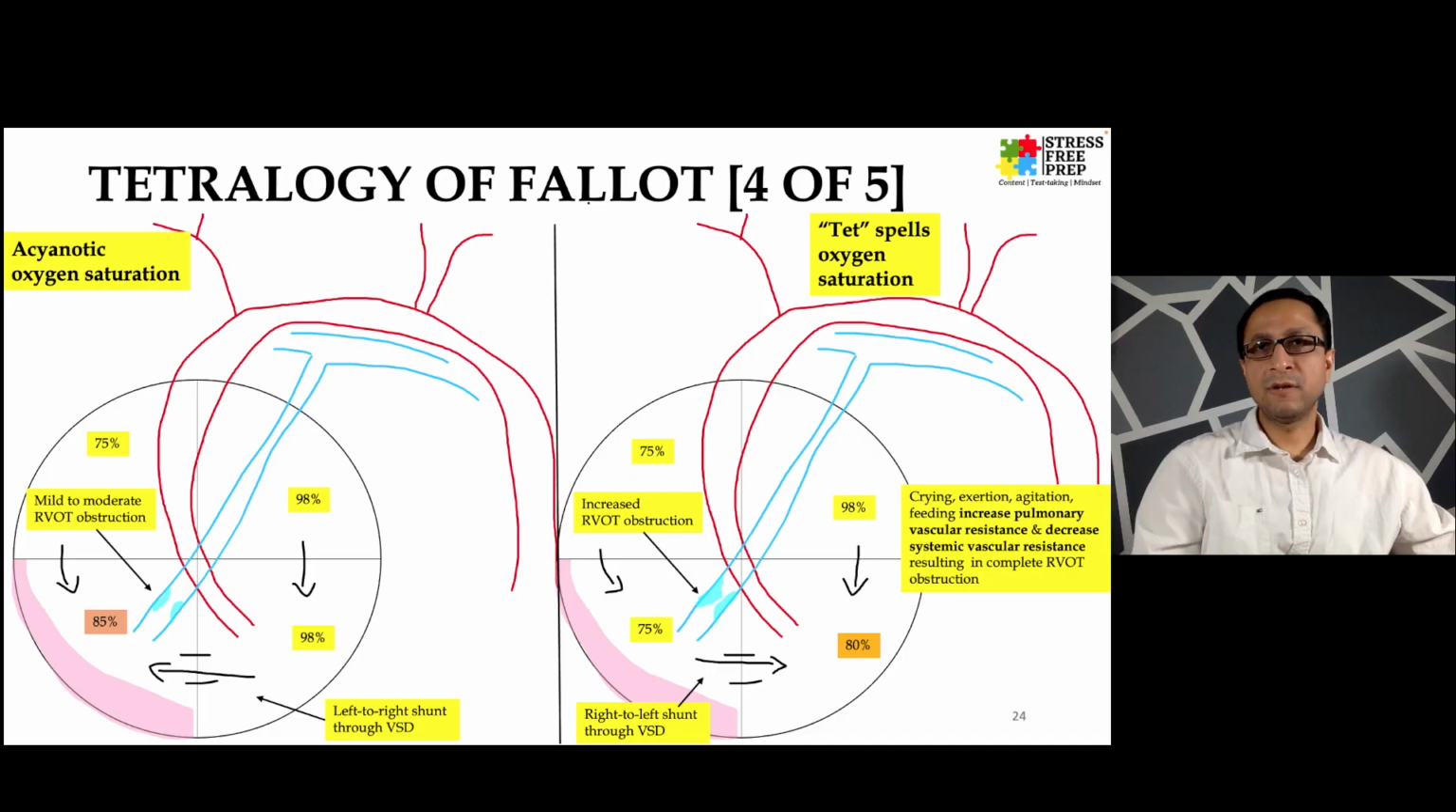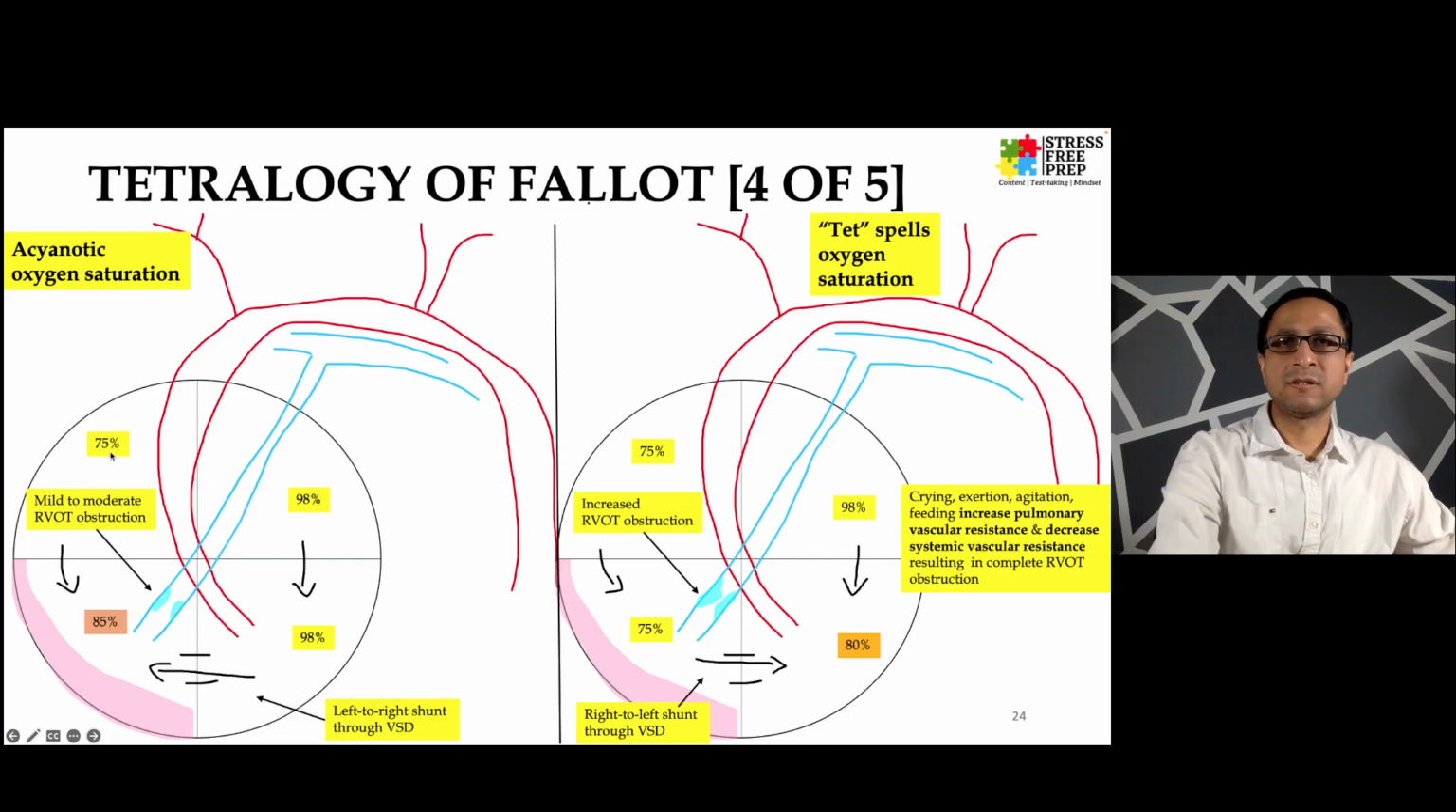Okay, so next we'll add on to that concept. We'll first take a look at the left side of the picture. Here we have the acyanotic oxygen saturation. So imagine from the superior vena cava and the inferior vena cava, the unoxygenated blood is coming into the right atrium. So let's say 75% saturated. From here, it goes through the tricuspid valve into the right ventricle, and then from the right ventricle, it goes through the pulmonic valve.